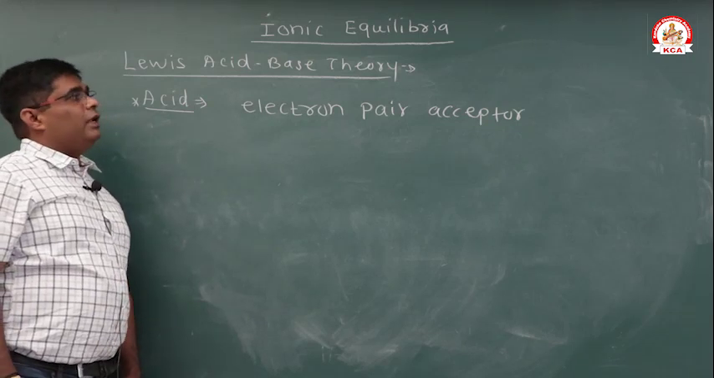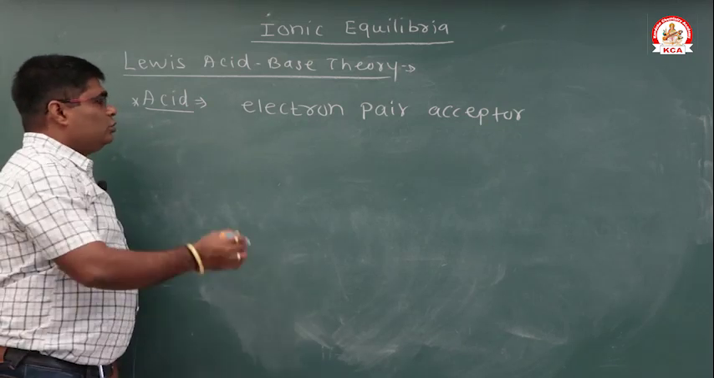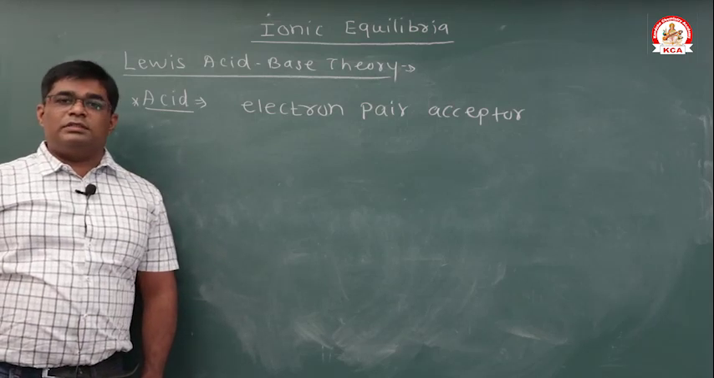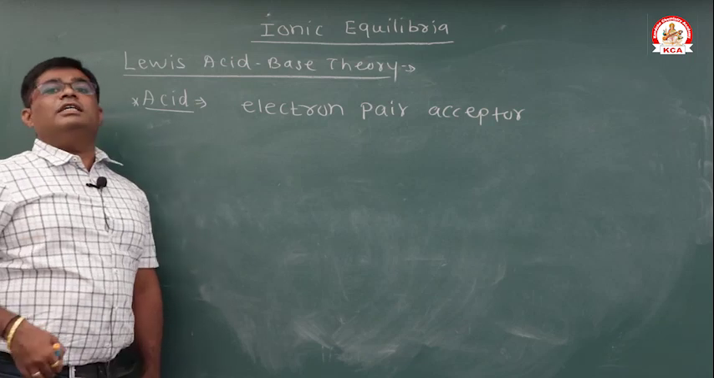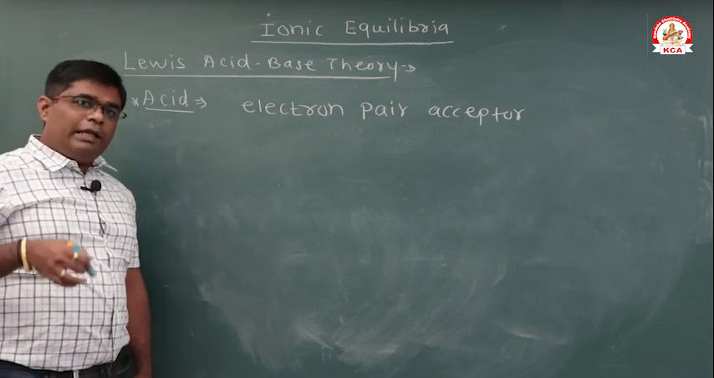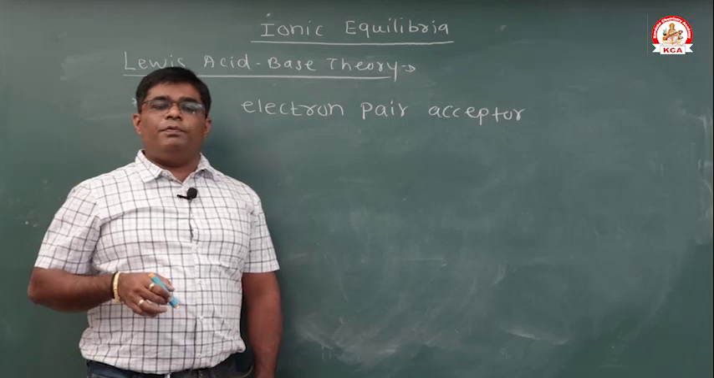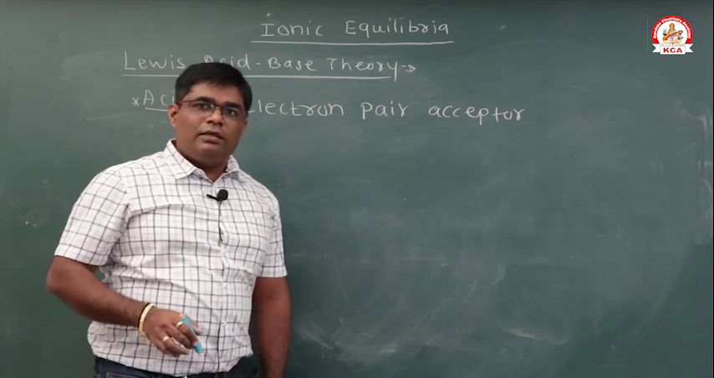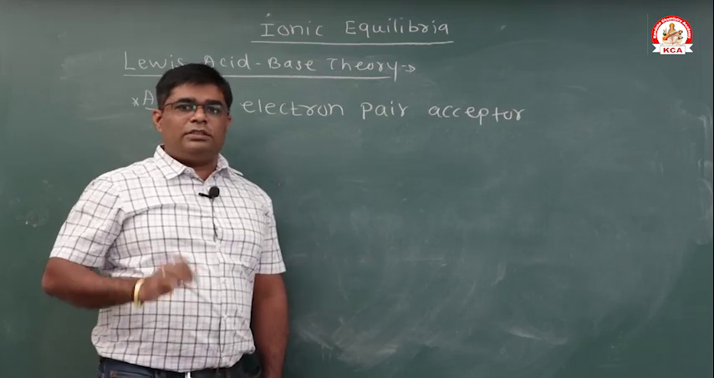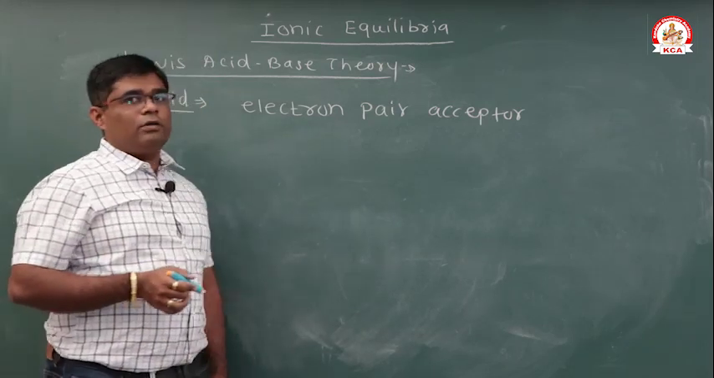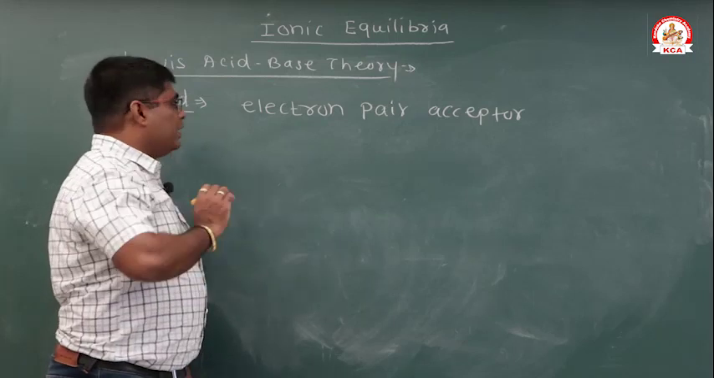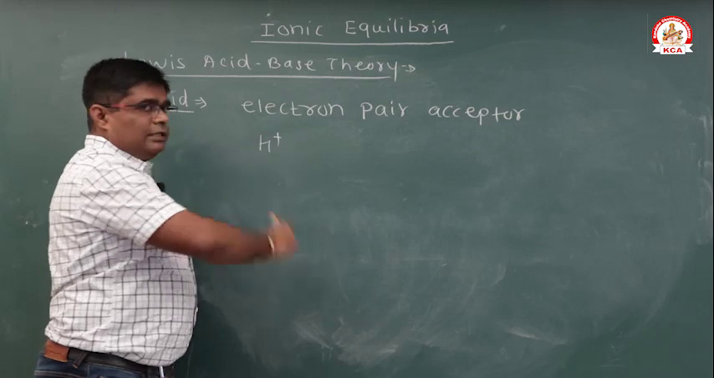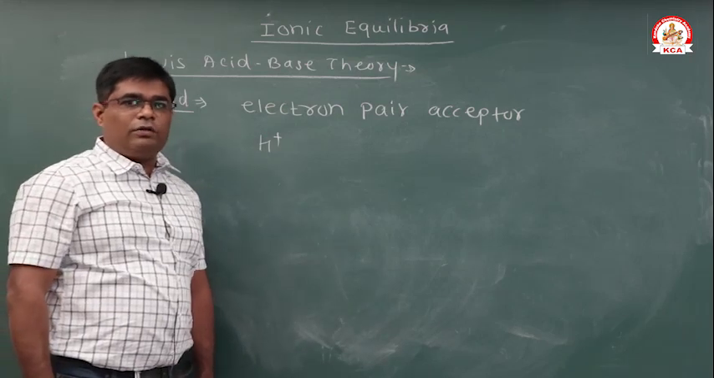So an electron pair acceptor is the Lewis acid. Which substances are electron pair acceptors? Those substances which are electron deficient. A substance that is electron deficient will accept an electron pair, and if it accepts an electron pair, what do we call it? A Lewis acid. So Lewis acids are electron pair acceptors. For example, consider the H plus ion: it is an electron pair acceptor. It accepts the electron pair.